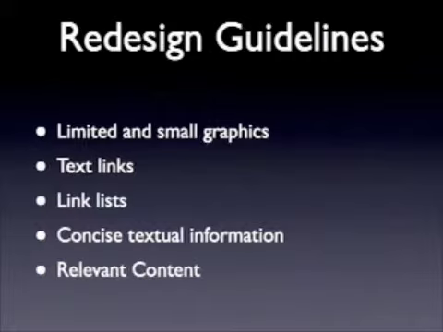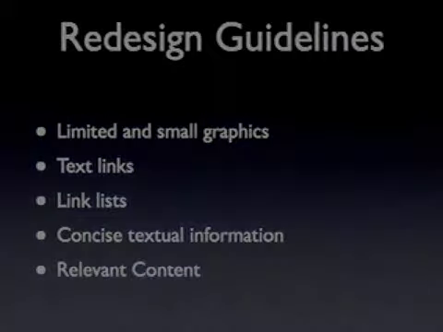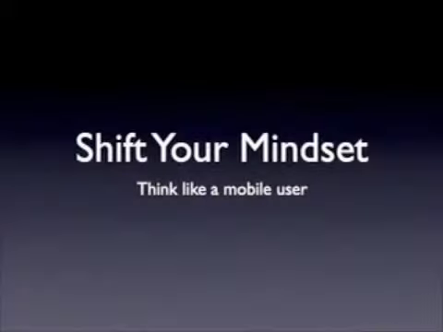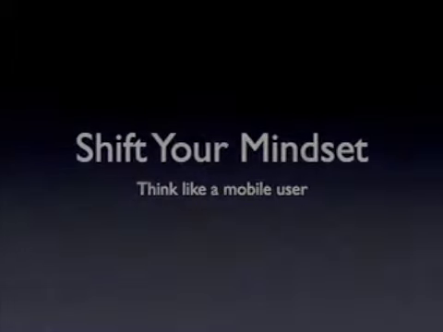Make sure all of the content is relevant to the mobile user. For example, a mobile user doesn't need to know that your restaurant has a dining area that seats 100, but they do need to know your hours and your phone number. So when you're redesigning your page, feel free to cut, remove, shift things around. Put yourself in the mindset of the mobile user and ask yourself, if I was accessing this page from a mobile device, what would I need to know? And what would I need to know first?